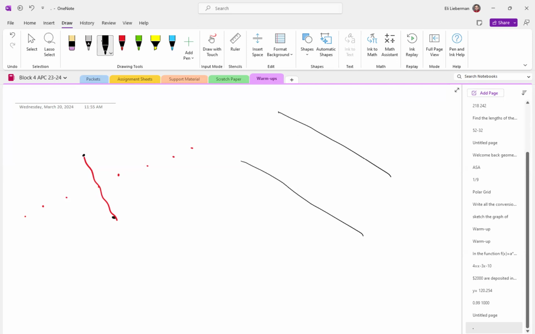Where are they? Parallel line, right where? Right in the middle. That's right in the middle, parallel to the other ones.